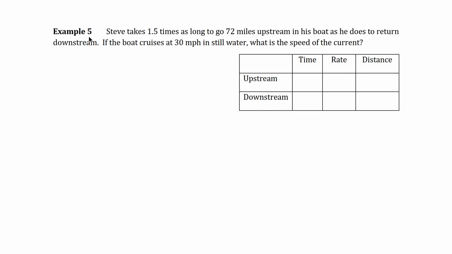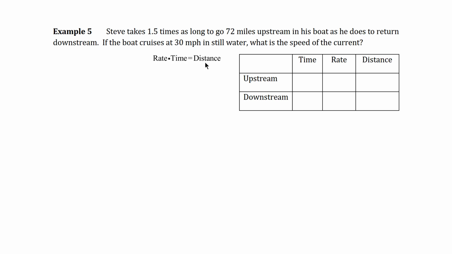In example number 5, it states, Steve takes 1.5 times as long to go 72 miles upstream in his boat as he does to return downstream. If the boat cruises at 30 miles per hour in still water, what is the speed of the current? This is a uniform motion problem which uses the distance equation, which is rate times time equals distance.